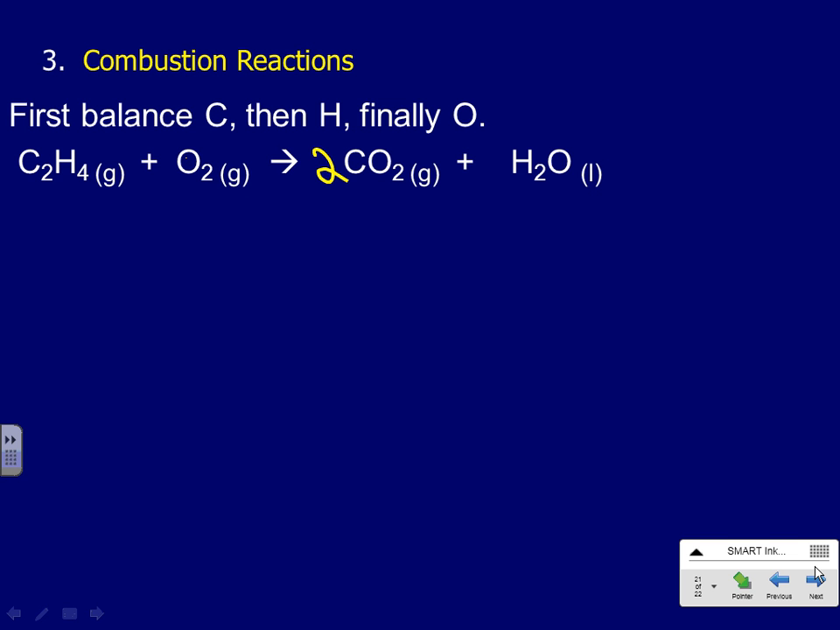Now the H's. Notice there are 2 H's in each water molecule. That means for every H, I will have half as many waters, because I need 2 of those H's to make each water. So if I have 4 H's, how many waters will be produced? 2, right? 2.